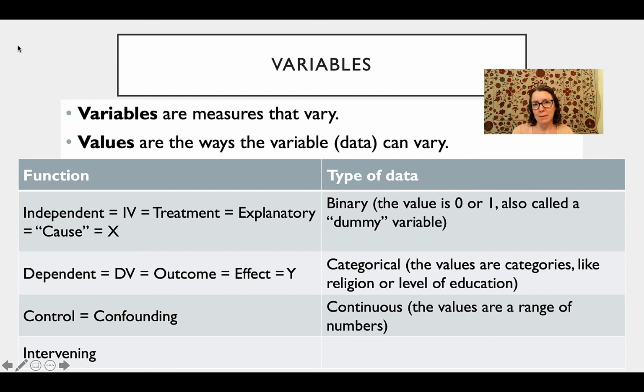When you want to talk about the effect, that's called the dependent variable. Again, abbreviated DV. Sometimes this is also called an outcome variable, and in an equation, it'll be referred to with the letter Y. There are two other important terms here, control and intervening variable. Both relate to how we talk about causes.